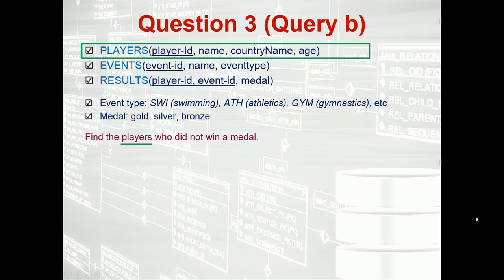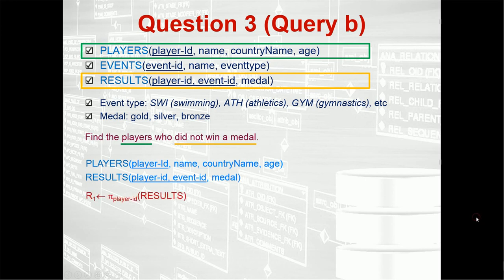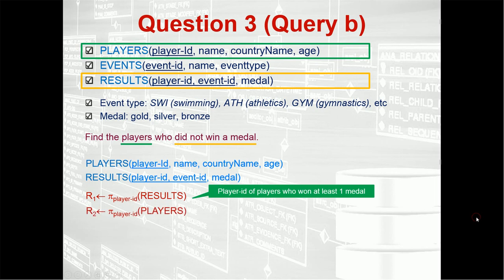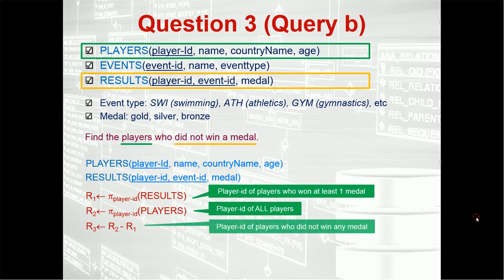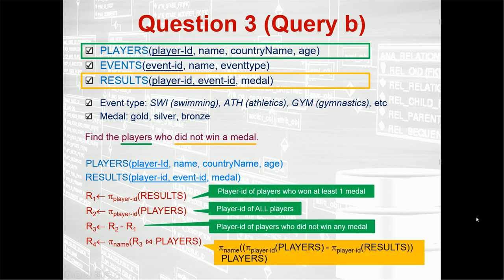Please press pause at this point if you need time to attempt this question. Like the previous question, we make use of relations players and results. First, we identify the player ID of players who have won at least one medal. Then, we look for the player ID of all players, and using the set difference operator, we extract the player ID of players who did not win any medal. Using the projection operator, we then extract the names of these players.